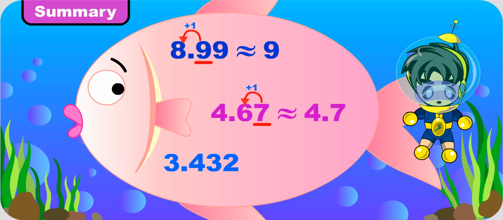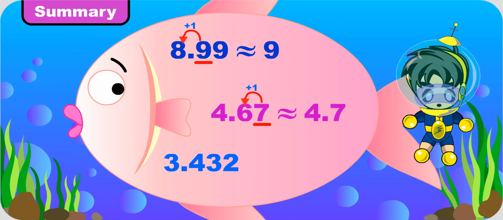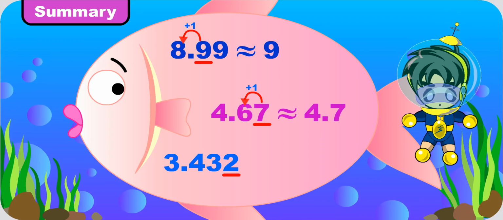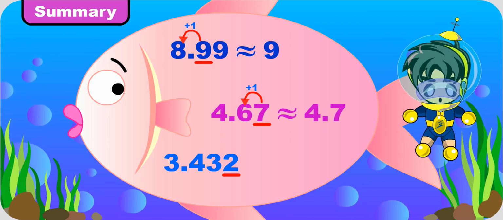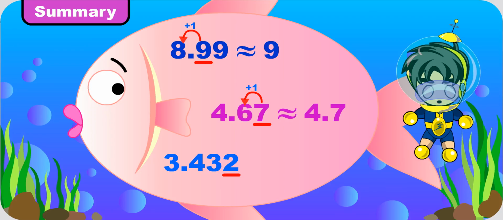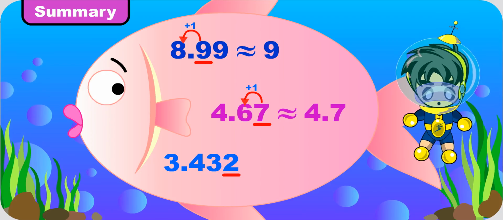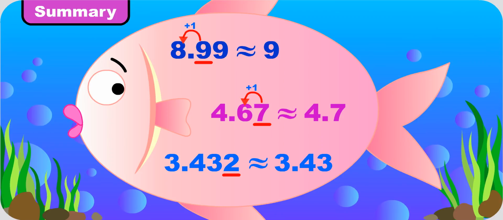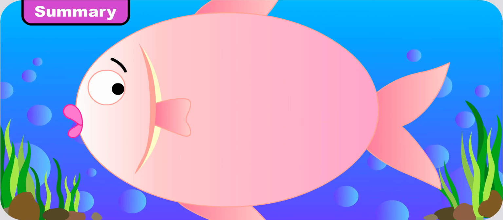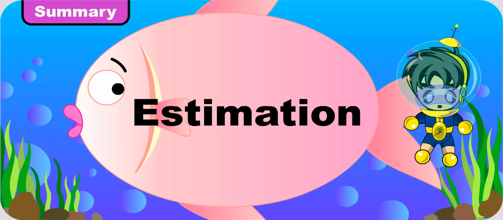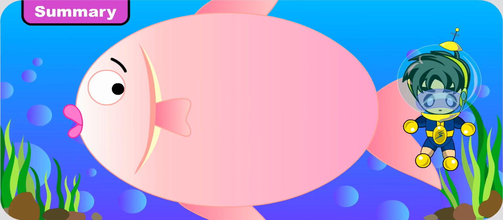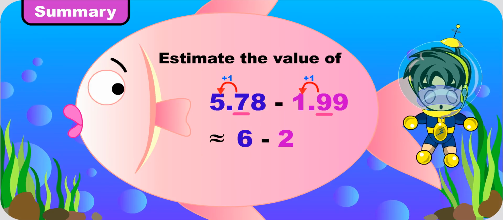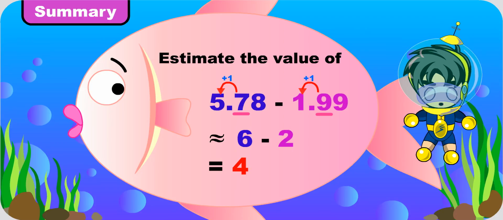When rounding off 3.432 to 2 decimal places, I look at the 1000th digit 2. As 2 is less than 5, I drop the digit 2 and leave the rest of the decimal as it is. The answer is thus 3.43. Very good. Are you able to tell me about estimation too? Sure. To estimate the value of given decimal sum, we need to round off each decimal to the nearest whole number before we add, subtract, multiply, or divide them.